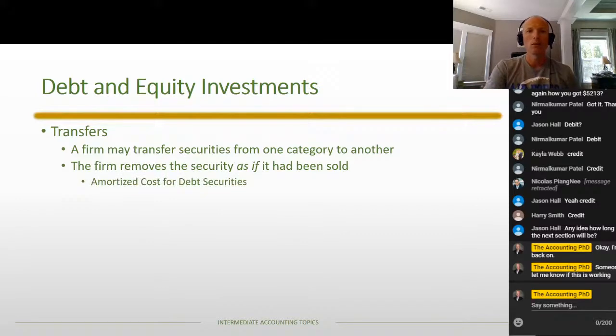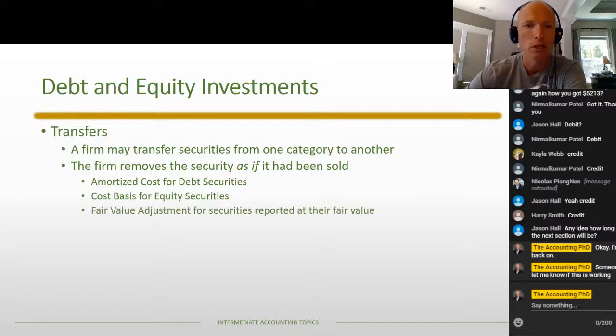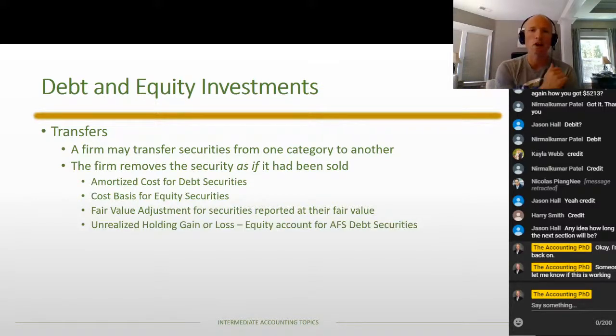What does that mean? It means you take the amortized cost off for the debt securities, whatever it was on your books, or of course a cost basis for the equity securities. And then you have any fair value adjustment that would need to come off. So if there's a fair value adjustment account balance, all that needs to come off. If there's an unrealized holding gain or loss equity account for available for sale securities, that also would have to come off. So in other words, you're acting like you sold it. You take the debt securities off or the equity securities off. You take fair value adjustment account balances off. You take unrealized holding gains or loss off.